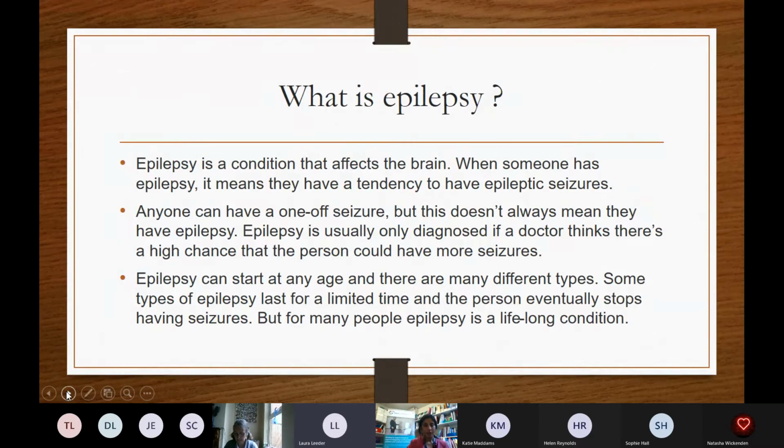There we go. So I thought we'll start off with a definition of what epilepsy is. And you might all know that it's a condition that affects the brain. And when somebody does have epilepsy, it basically means that there's this potential that seizures can be recurrent or they can have more. So anyone can have just a one-off seizure, but that does not always mean that they have epilepsy. Epilepsy is generally diagnosed if a doctor thinks that there's a high chance that that can be recurrent. And we make that decision based on the investigations that we do and the history that we take from the families. Interestingly, epilepsy can start at any age, and there are different types of epilepsy. So some are more straightforward than others, and some are definitely more complicated and involve more intensive treatments and things like that.